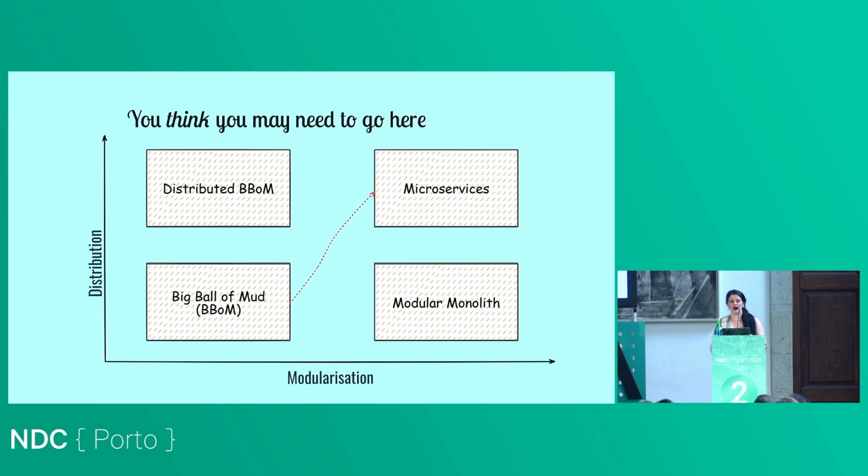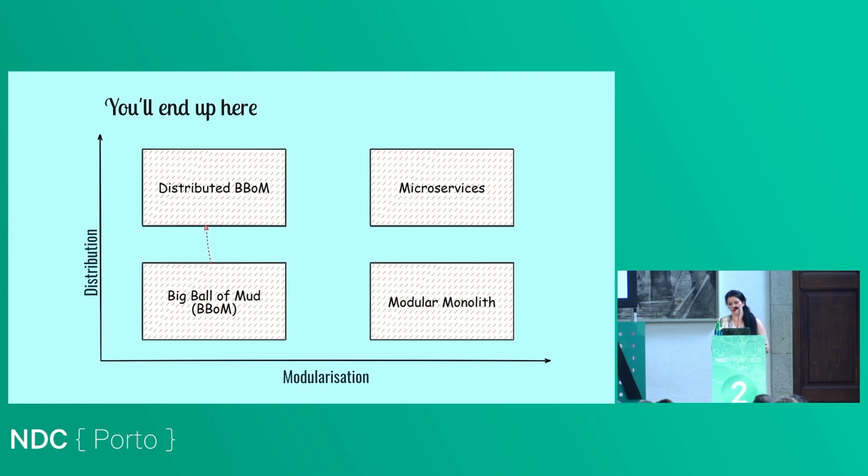Now, you think, that's why it says you think you need to go here to microservices. That's your end goal, but it's not the path you want to take. Because if you go straight to microservices, you're going to end up with the distributed big ball of mud. You do not want to go to the top left. You do not want to go there.